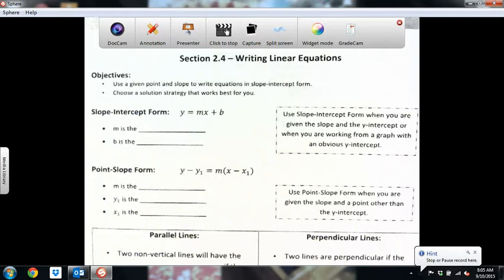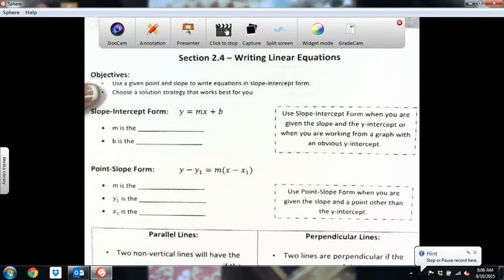The last section that we'll talk about for Chapter 2 is Section 2.4, and it revolves around writing linear equations. Our objective for today is that we will be able to use a given point and slope to write an equation in slope-intercept form, and then we're going to talk through 3 different strategies you can use to do this process, and ultimately you will get to choose the process that's best for you, the one that makes the most sense. I'll share the one that makes the most sense for me and the one that I choose to use, but you can certainly choose which one makes the most sense to you.